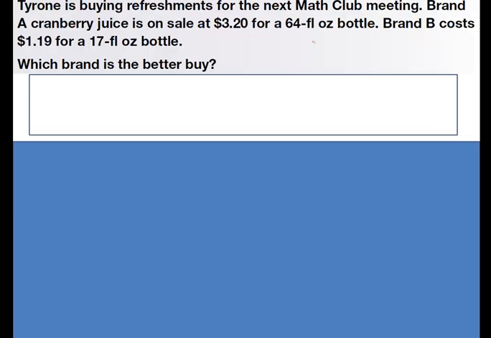So Tyrone is buying refreshments for the next math club meeting. Brand A cranberry juice sells for $3.20 for a 64-ounce bottle. Brand B costs $1.19 for a 17 fluid ounce bottle. So which one is the better buy? Can you tell just by looking? You can't do it with mental math. You're going to have to figure this one out. So pause the video, please try to solve it, and then turn the video back on and see how I did it.